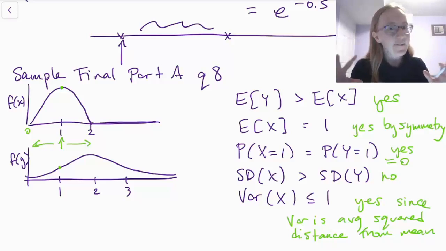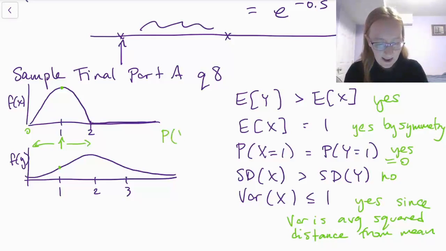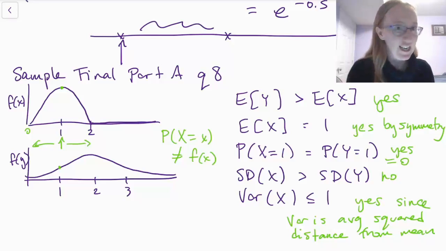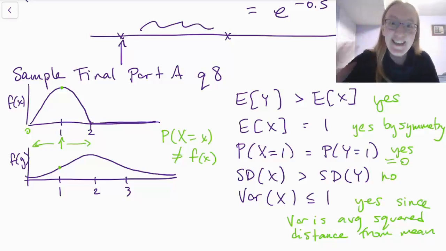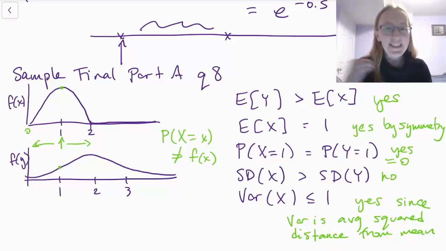But yeah, there is a difference between the probability that X equals x, and that is not the same thing as little f of x for a continuous random variable. For discrete random variables, that is true. That's literally the definition. But these here are continuous random variables, and so it's not true.